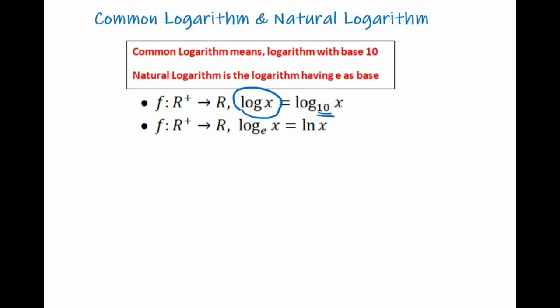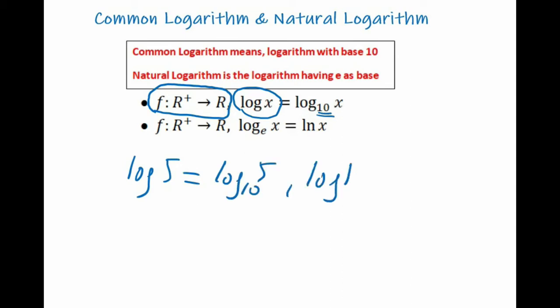Here the x value should be, because logarithm is a function, that function is defined from all positive real numbers to all real numbers. In other words, x has to be a positive real number. So as an example, logarithm of 5 means logarithm of 5 in base 10, or logarithm of 1 means logarithm of 1 in base 10. Actually this is only 0, we already know this.